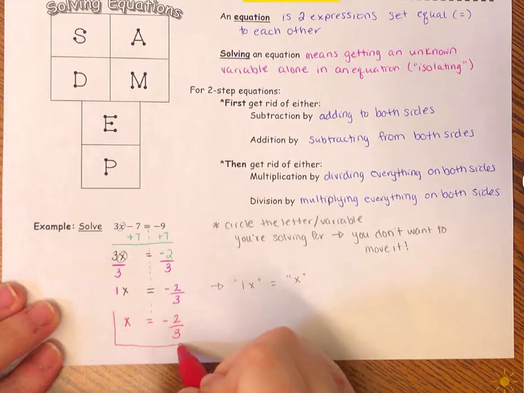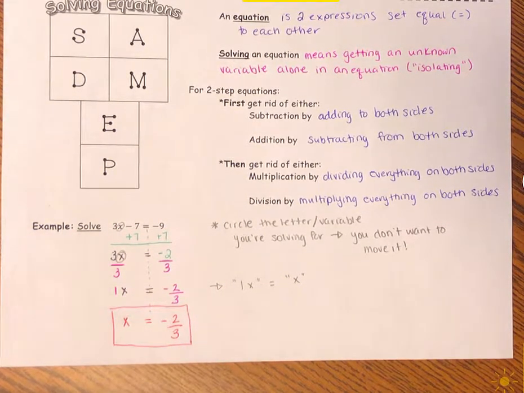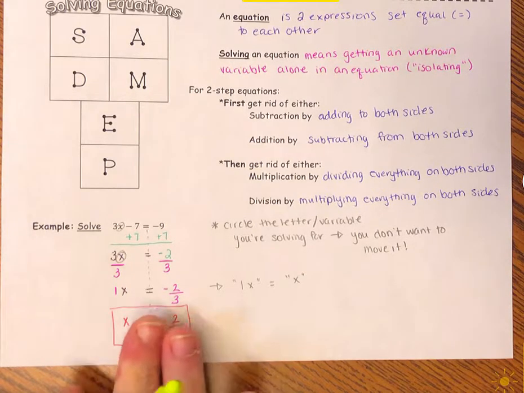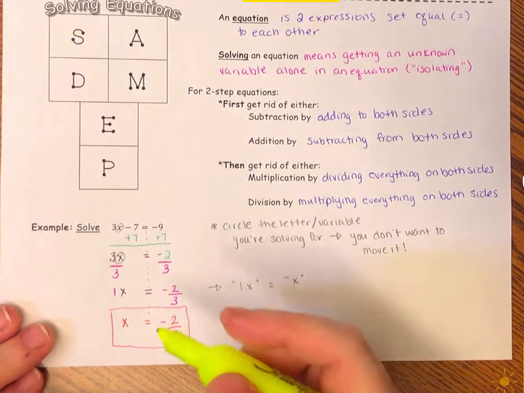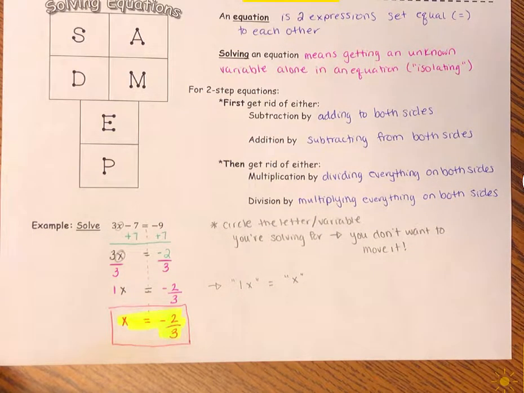We finally have x alone. The x is completely by itself. And I have everything else simplified on the other side. So x equals negative 2/3. I'm going to highlight that as my final solution. And that is solving equations using SADMEP.